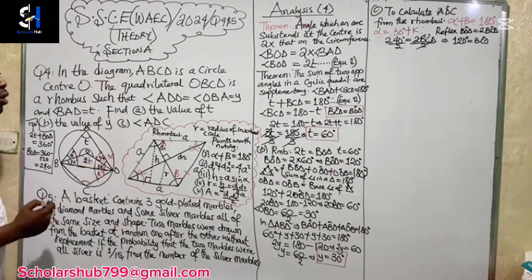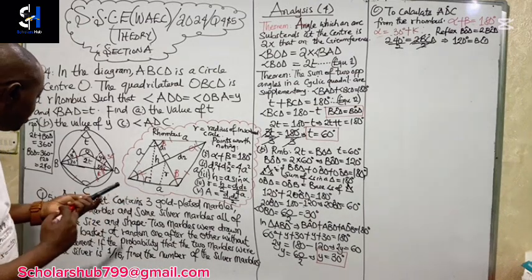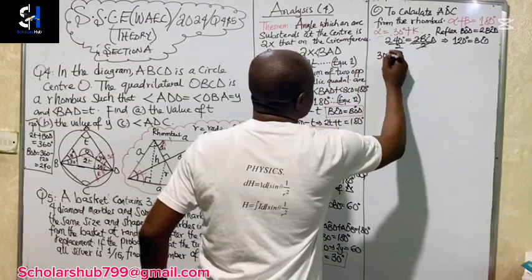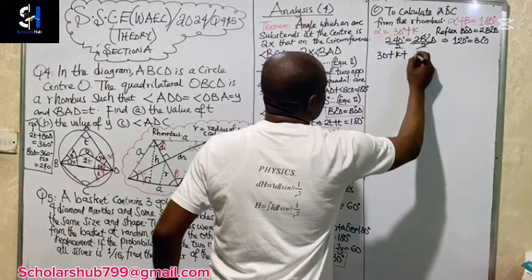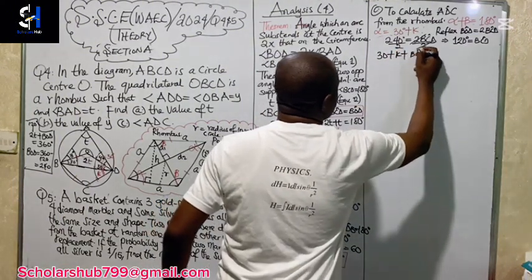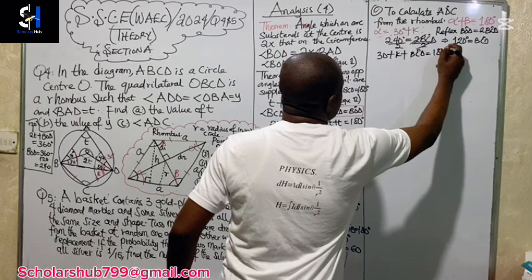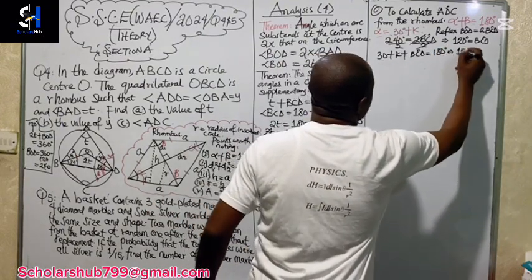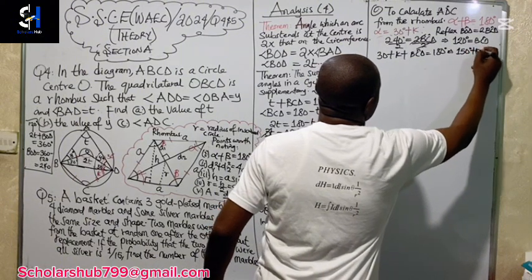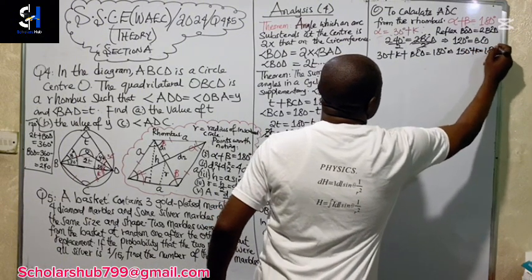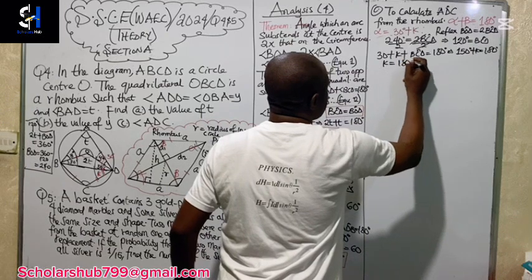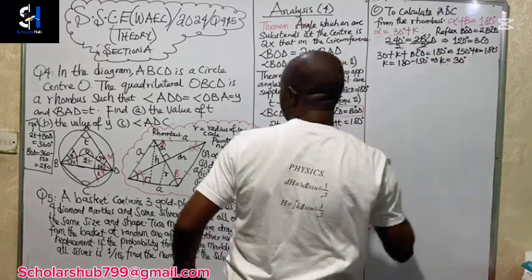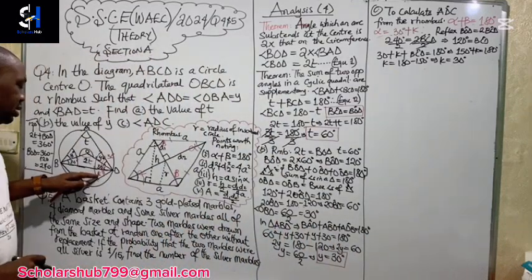So 30 plus K plus BCD equals 180 degrees. BCD is 120, so 120 plus 30, that will be 150 degrees, plus K equals 180 degrees. So K will be 180 minus 150. The value of K is 30 degrees. So this angle is 30 degrees.